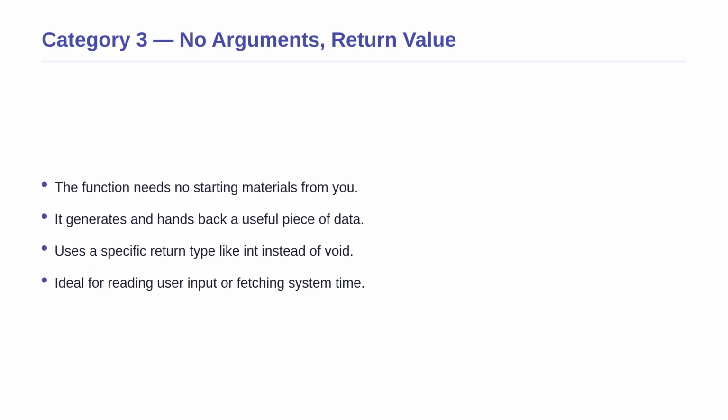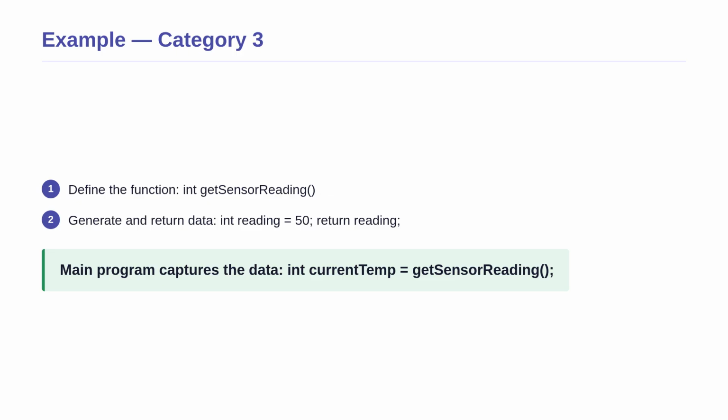You do not give the clock any information, but it gives you the current time. In programming, this is incredibly useful for functions that read user input from the keyboard, generate random numbers, or fetch the current system time. Let us see how a category 3 function is structured.